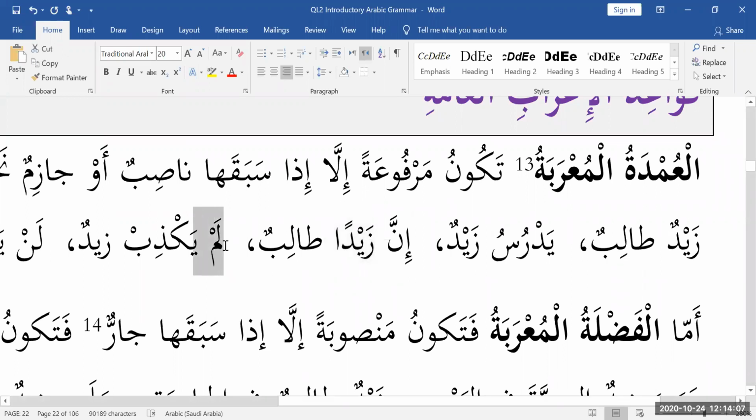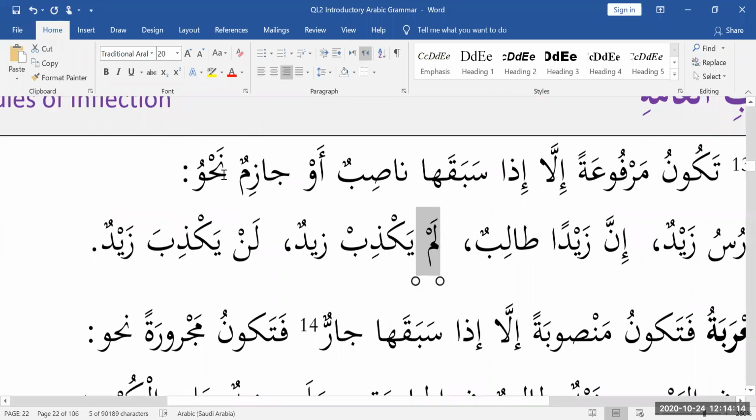Lam yakdhib Zaydun. Zayd did not lie. What is this word lam? This word lam is a jazim. Why is it called a jazim? If we were to ask Lam, hey, Mr. Lam, why are you called a jazim? He's going to say, hey, I'm a jazim because I force the following word into jazm state. They don't call me jazm for nothing. I cause jazm action in the following word.